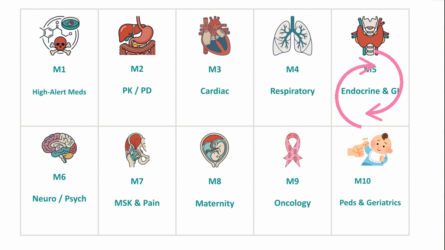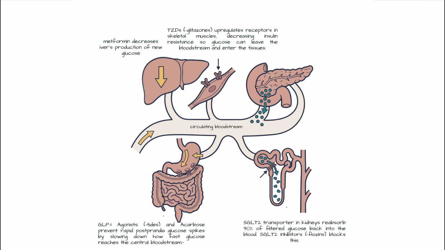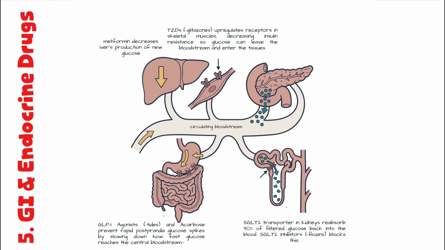Module 5, Endocrine and GI Pharmacology. Think of the endocrine system as a set of dials. A blood sugar dial, a metabolic speed dial, a stress dial. Think of the GI tract as a conveyor belt you can speed up, slow down, or coat. Every drug in this module turns one of those dials or touches that belt.